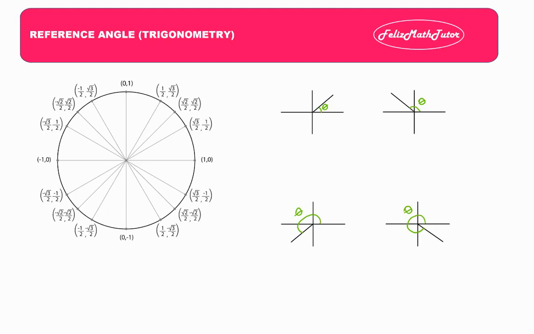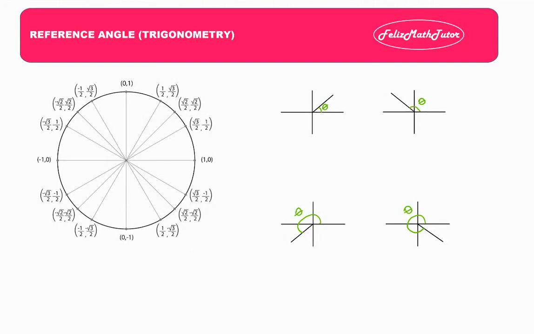Hello, today I'm going to talk about reference angle in trigonometry, and I don't want to give a messy explanation, so I just want to give a simple explanation. Reference angle is an acute angle with the closest x-axis. So let me show you what I mean by this definition.